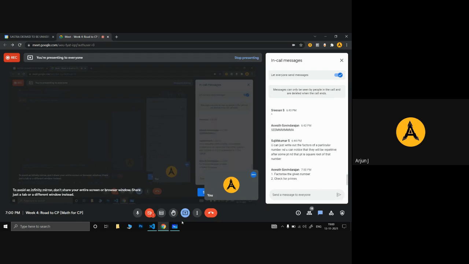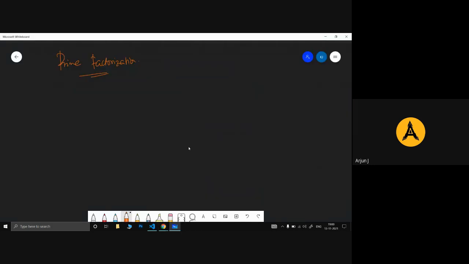Okay, fine. So that's not a problem. Okay, factorize the given number, check for prime. Okay, that's a good idea, but the question is, how are you going to factorize this number? So the naive approach, that is the brute force approach, will be like you're going to run a for loop from i equals 0. First, what you do is check whether the given number is divisible by 2 or not. If it is divisible by 2, then you keep on dividing that given number by 2. And then you print the number of 2's in that number.